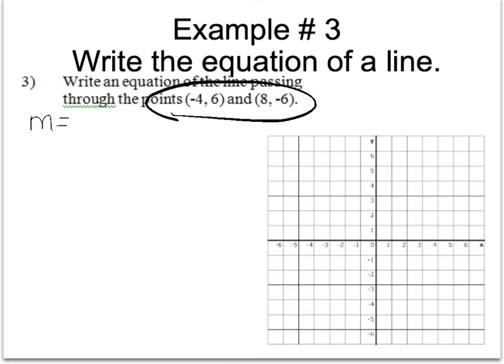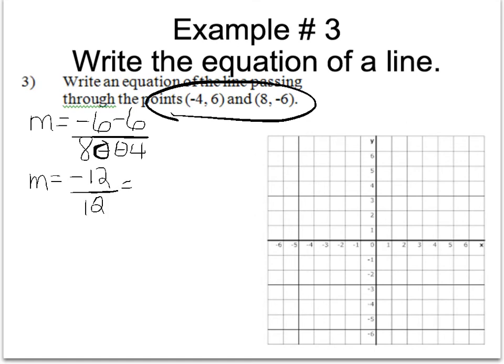So m equals -6 minus 6, those are my y coordinates, over 8 minus a -4, those are my x coordinates. And so I have -12 over, well, these become positive, so a positive 12. That gives me a slope of -1. And if I plot those 2 points, -4, positive 6 is here, and 8, -6, which is going to be way over here, one extra space off of my graph paper.